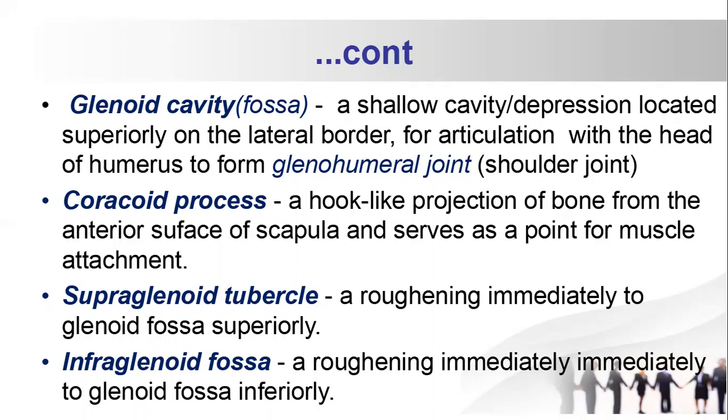Infraglenoid tubercle is a roughening immediately inferior to the glenoid fossa. So this now is found inferiorly. Just bear with me with some repetition. As provided, the meaning of infraglenoid tubercle is a roughening immediately inferior to the glenoid fossa.